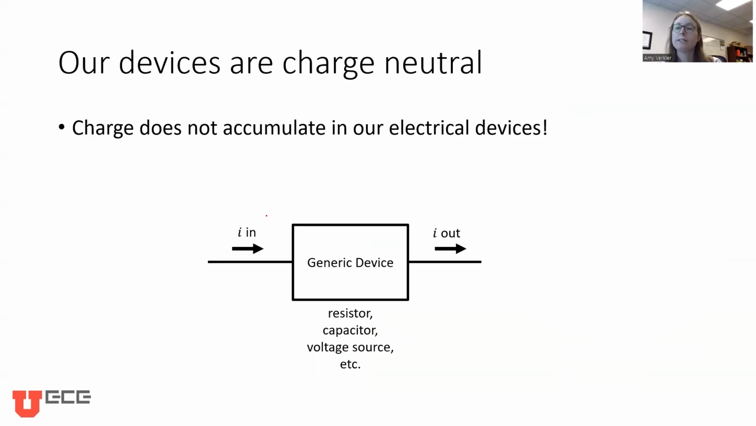And finally, this is all important because our devices are charge neutral. That means charge is not accumulating in our devices. So when a charge flows in here, a charge must be flowing out here. And that's true for all of these devices we talk about in class, whether it's a resistor or a voltage source or a capacitor, which we'll talk about later in the term. All of these, whatever current is flowing in is equal to the current flowing out. And if that weren't true, if we had charges building up in our device, then you could get shocked when you touch it, which would not be good.